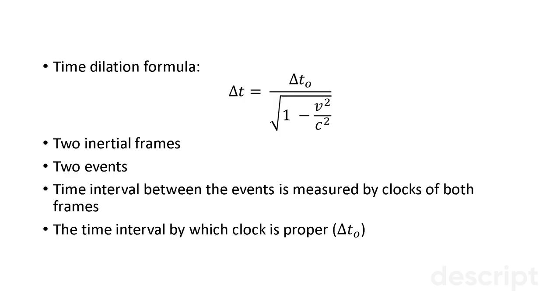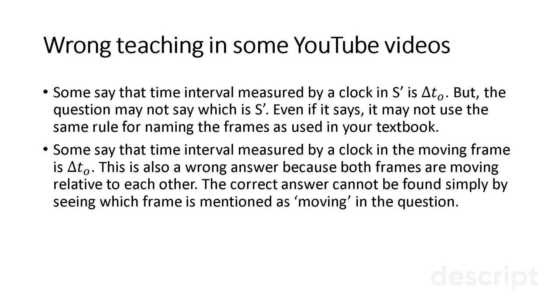There are two inertial frames and there are two events. The time interval between the events is measured by the clocks of both the frames. The question is, the time interval measured by the clock of which frame should be used as the proper time interval? I wanted to address this problem because there are many YouTube videos teaching wrong things about this.